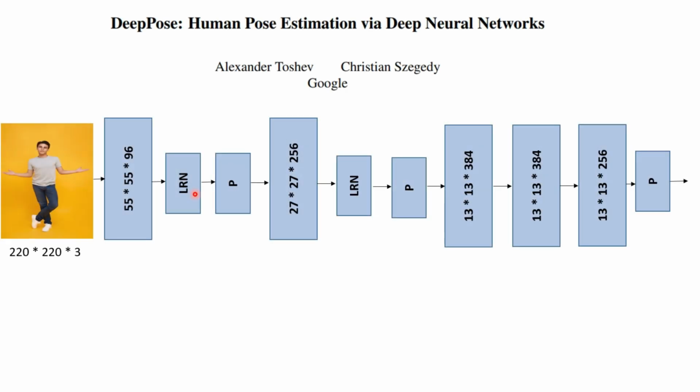First, I start with the paper DeepPose: Human Pose Estimation via Deep Neural Networks, which was one of the first models to show that deep learning could be successfully applied to human pose estimation. Let's review its model. We have an RGB image as input, followed by a convolutional layer with 96 filters, a kernel size of 11, stride of 4, same padding and ReLU activation function, resulting in an output of 55 by 55 by 96. Next, we apply local response normalization.